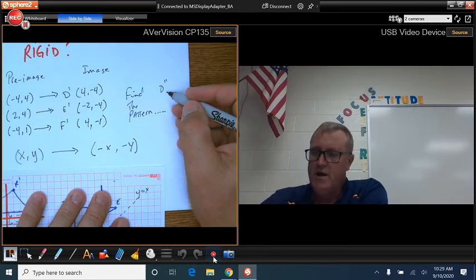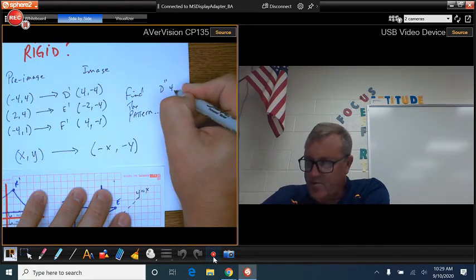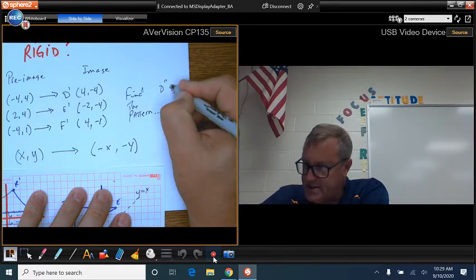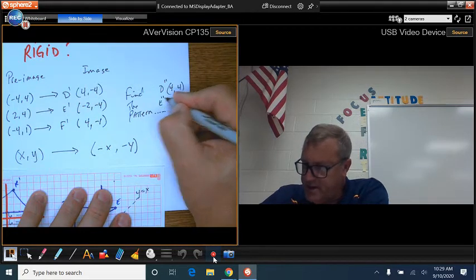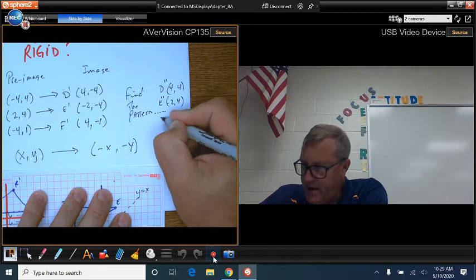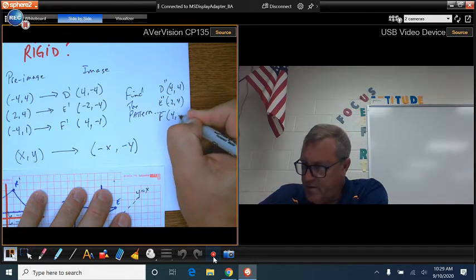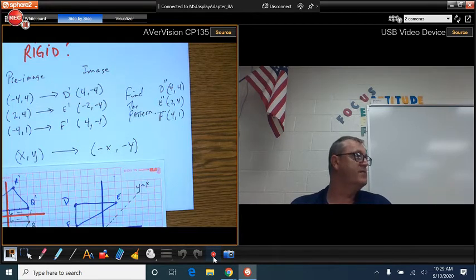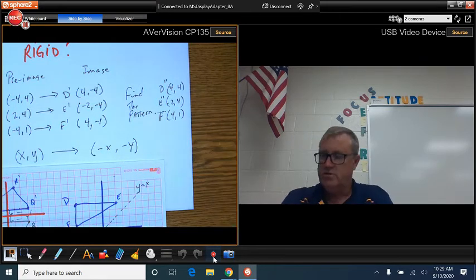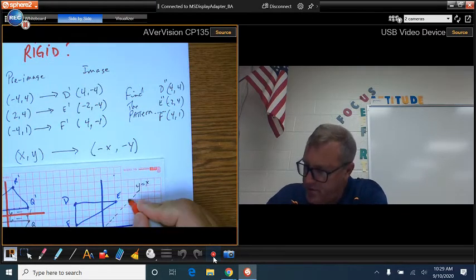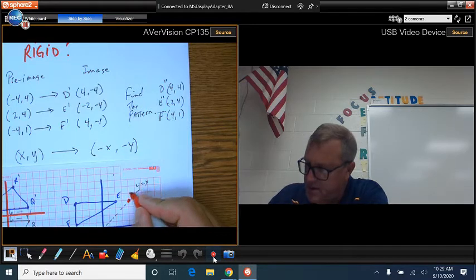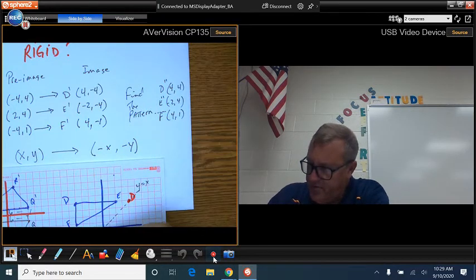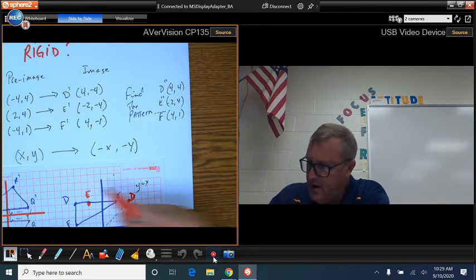D double prime. -4, we're going to make that 4 because we'll multiply it by -1, and the y stays the same. So E double prime is -2, 4. And F double prime is 4, 1. So this is kind of like we just multiplied the x by -1. Let's graph it. Use a different color. 4, 4. 1, 2, 3, 4. There's D. -2, 4. There's E. And 4, 1, and there's F.